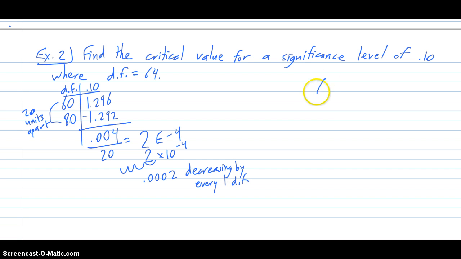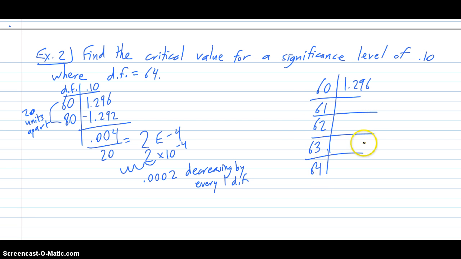Alright, so I know what 60 is. 60 is 1.296. So I can figure out what 61 is, I can figure out what 62 is, I can figure out what 63 is, and I want 64. Okay? So I literally can just take all of those, right? 1.2958, 1.2956, 1.2954, 1.2952, and that's the one I want.